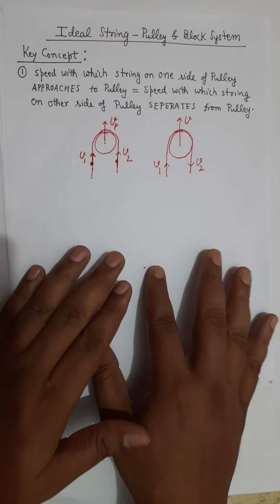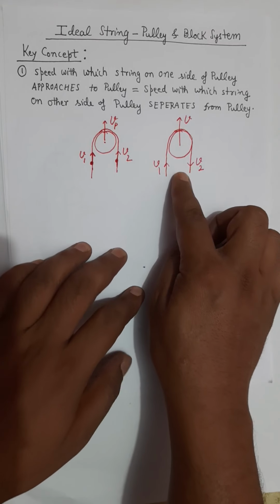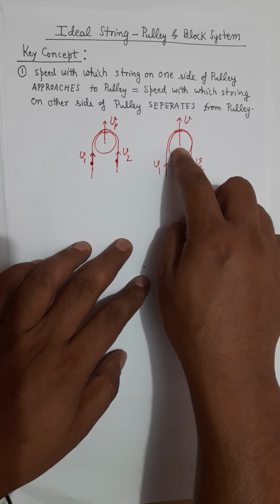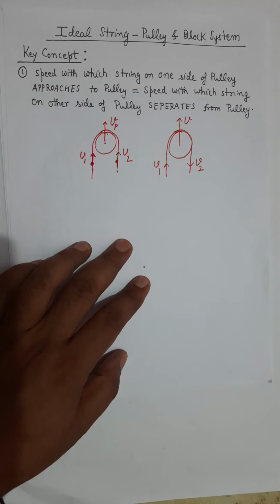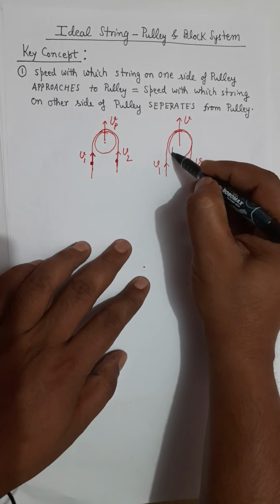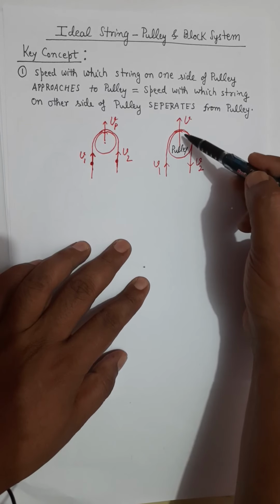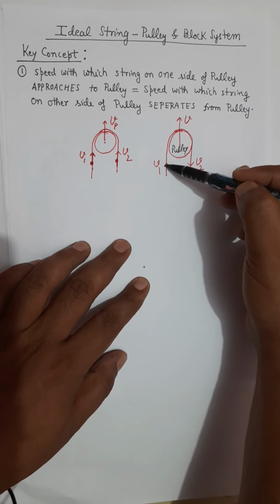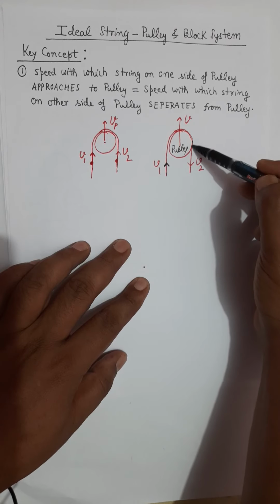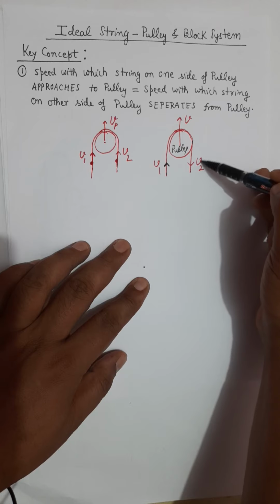As you can see, we have two diagrams here. On the right side diagram, we have a pulley which is moving upward with velocity v. This is a pulley which moves upward, let's say with a velocity v. The string on the left side of the pulley has velocity v1, and the string on the right side of the pulley has velocity v2.